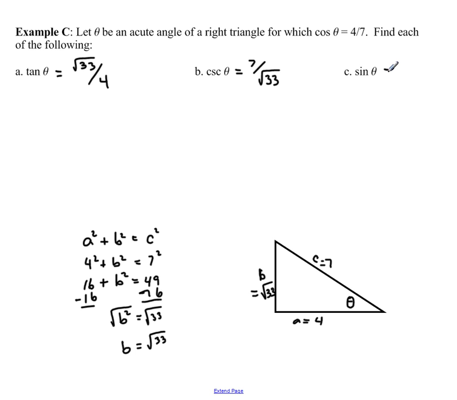Sine? Well, sine was nothing more than the reciprocal of that cosecant. It's the opposite over the hypotenuse, and in this case, our opposite side has a length of the square root of 33, divided by a hypotenuse of 7. More in the next section.